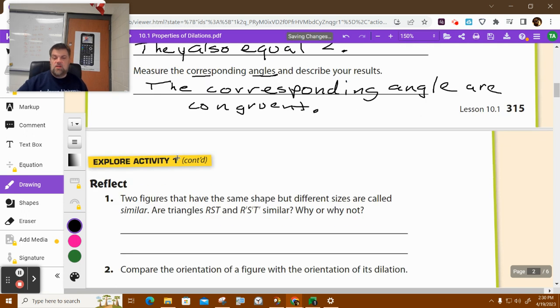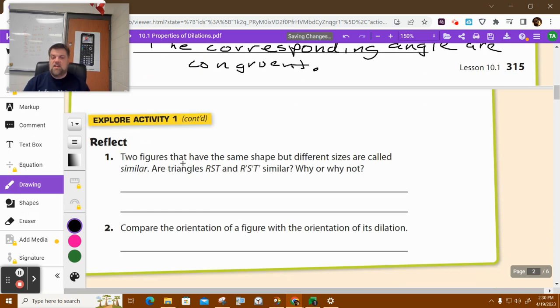All right, so now the explore activity. It says two figures that have the same shape but different sizes are called similar. Are triangles RST and R prime S prime T prime similar? What do you guys think? You think those are similar? Yes. By the way, I just yawned. It's all in the video.